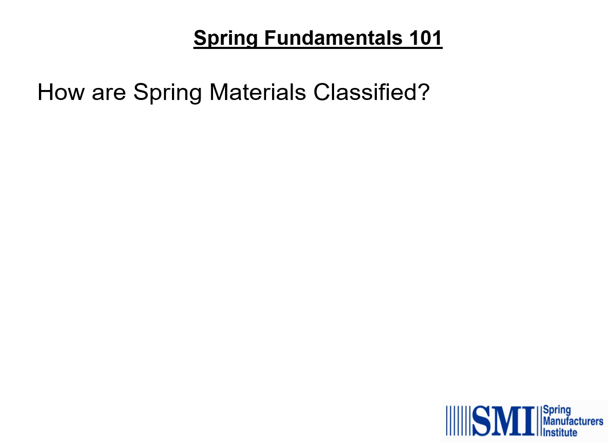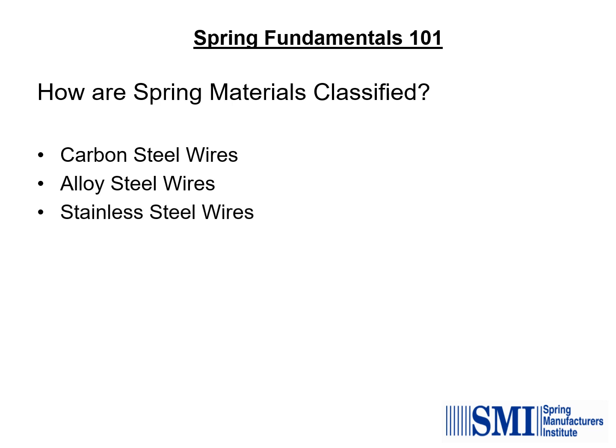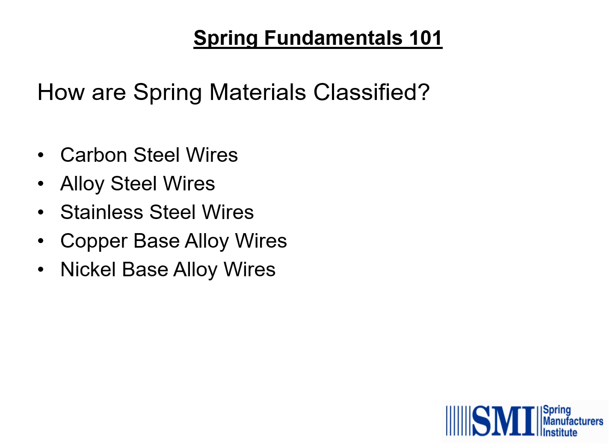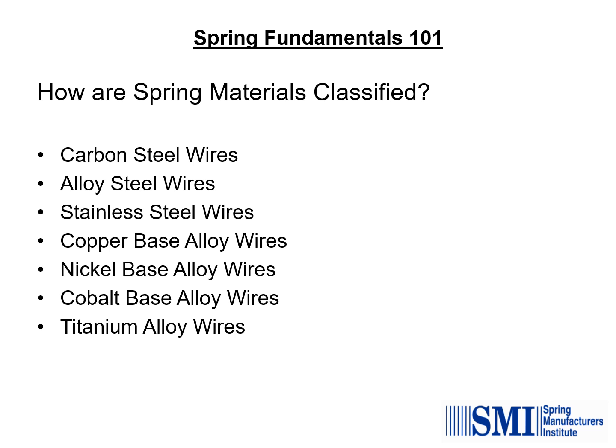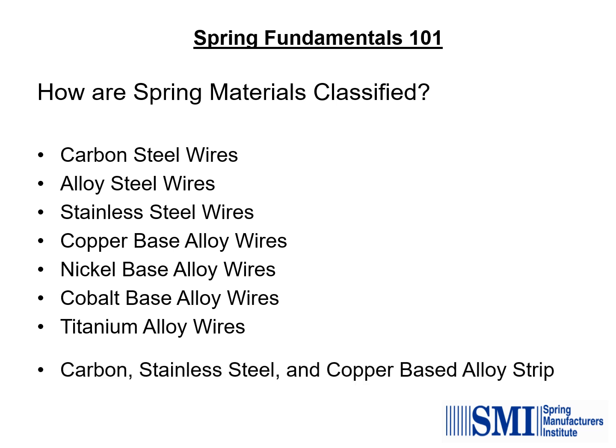How are spring materials classified? Carbon steel wires, alloy steel wires, stainless steel wires, copper-based alloy wires, nickel-based alloy wires, cobalt-based alloy wires, titanium alloy wires, carbon, stainless steel, and copper-based alloy strip. This follows the organization of materials presented in the Advanced Spring Design Software, ASD7, that I will discuss later in the presentation. As this is an introductory class, our focus will be on wire products versus strip.